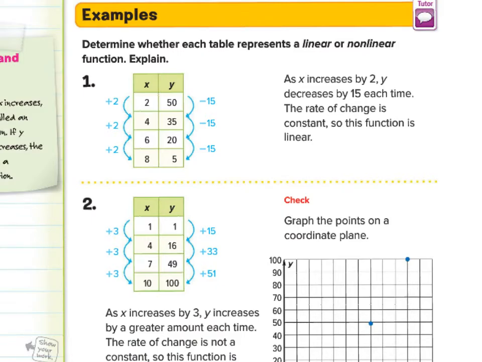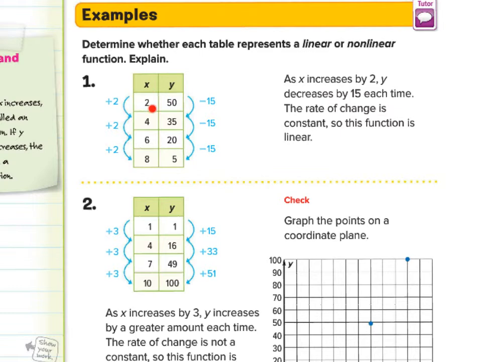Now let's look at these two examples and determine whether each table represents a linear or nonlinear function. And we will explain, okay? Well, the answer's been done for us. But let's look here. Our input is +2 each time. And our output will be -15 each time. So this looks to be linear.